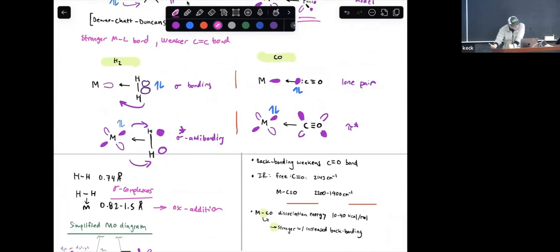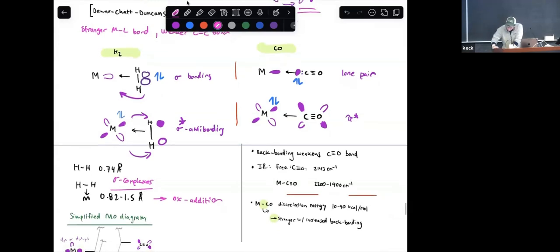COs are a really important class, and I think Anna alluded to why they're important, which is that they are in the perfect region where you can use IR as a readout for the extent of back bonding. So CO effectively is your beacon, and you look at the CO stretching frequency and you can infer something about the electronic properties of the metal. So let me unpack that here.